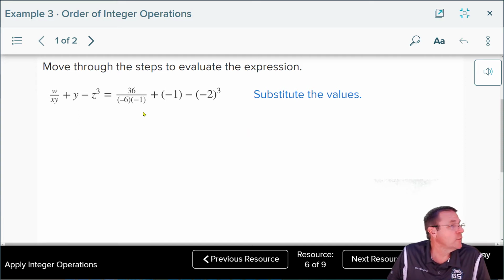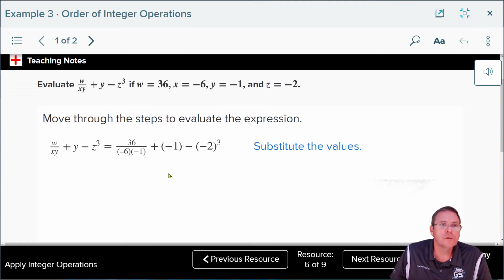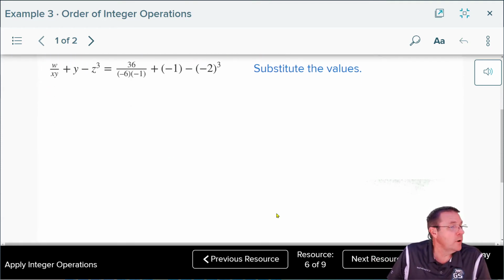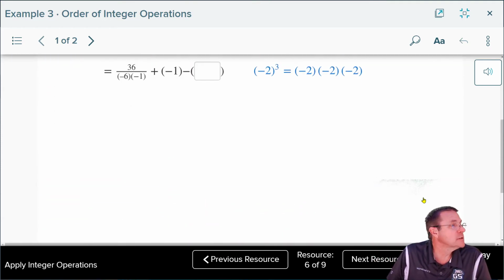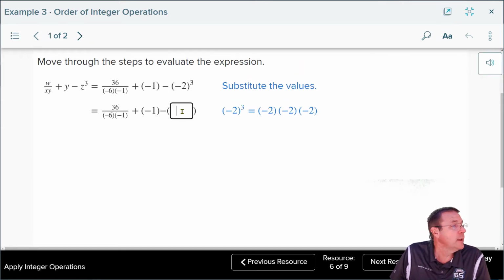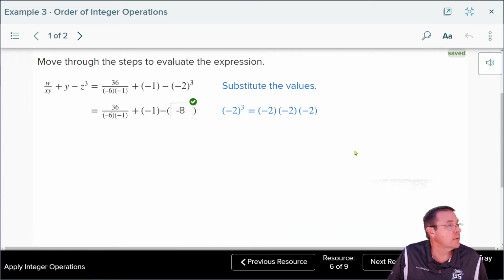So here you can see where they substituted in. W was 36, x was negative 6, y was negative 1, and so on. And now it's time to work that order of operations. Now in PEMDAS, remember the P's for parentheses and other grouping symbols. And the first other grouping symbol I actually see, oh, well, they skipped over that. They went straight to the exponents instead. Negative 2 cubed, that's negative 2 times negative 2 times negative 2, and that's going to give us a negative 8. So from there, we get our negative 8.